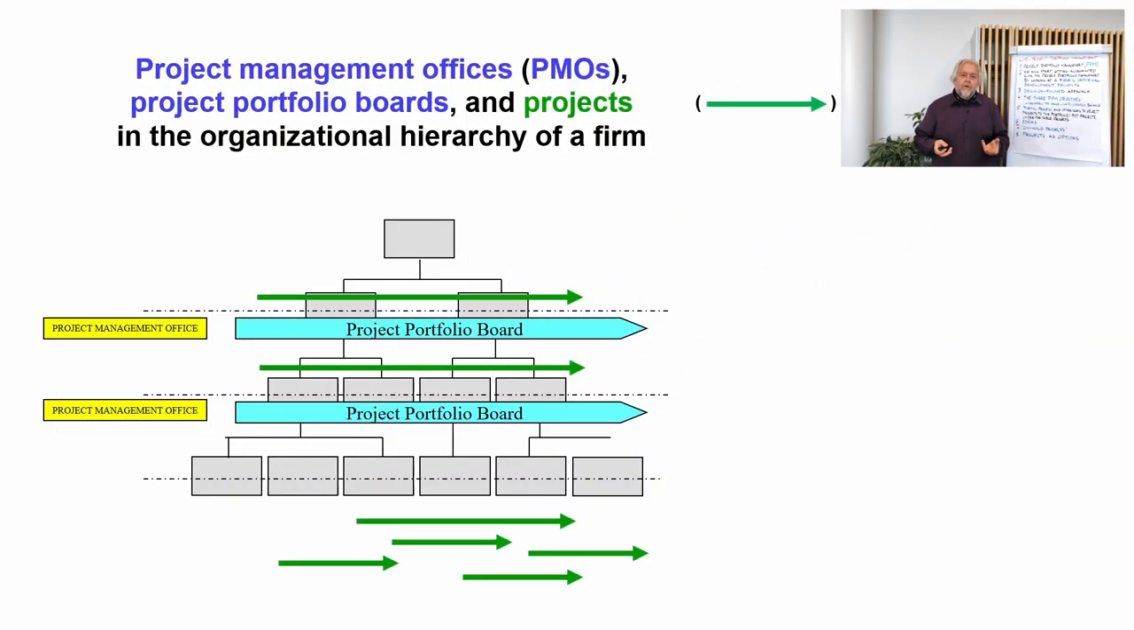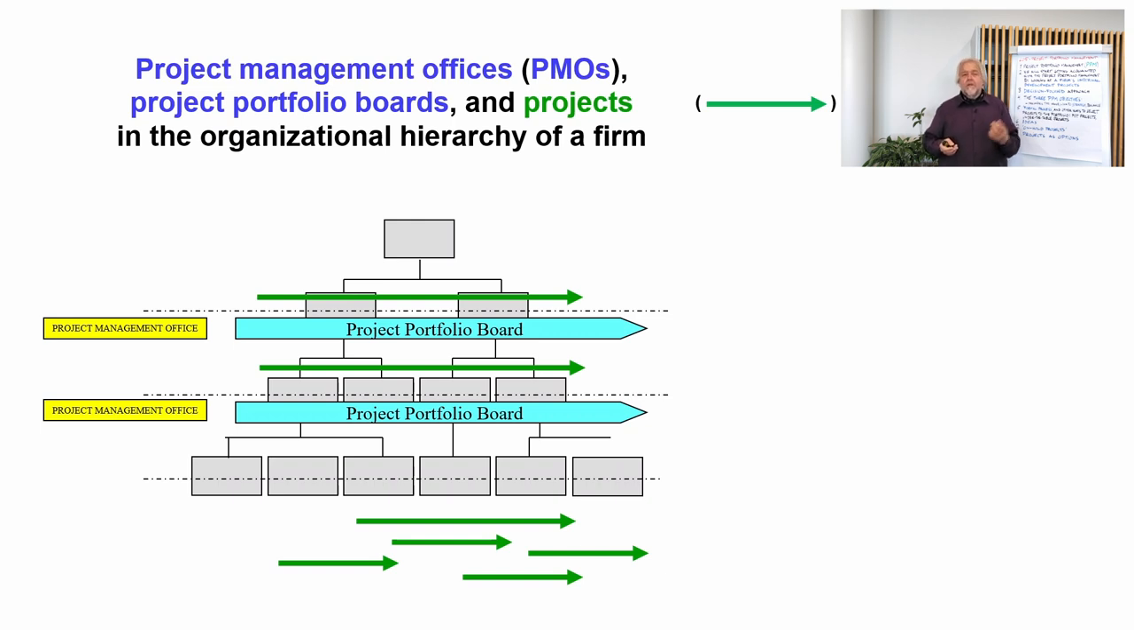This picture shows an organizational hierarchy where we have project management offices at two different levels, maybe a business unit level, maybe a departmental level. The projects are marked with green arrows at the bottom of this hierarchy. There are a few higher-level strategic projects, maybe initiated by the top executives, which are umbrella projects for the whole firm. And then there are these project portfolio boards, which are boards for the line organization's managers and executives' decisions.